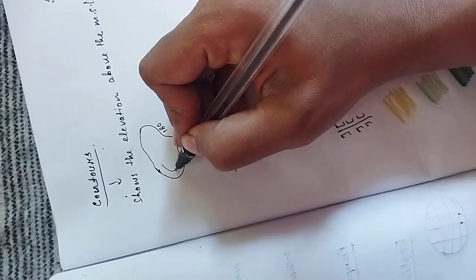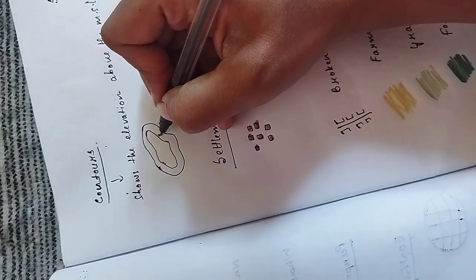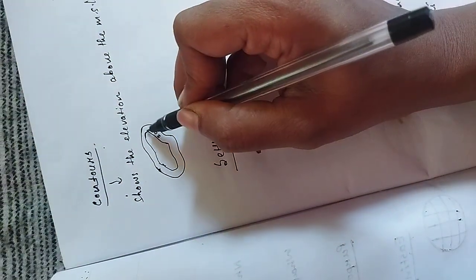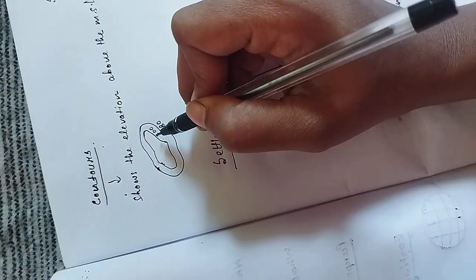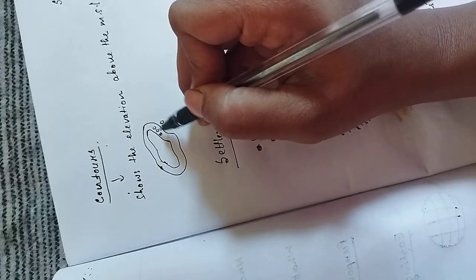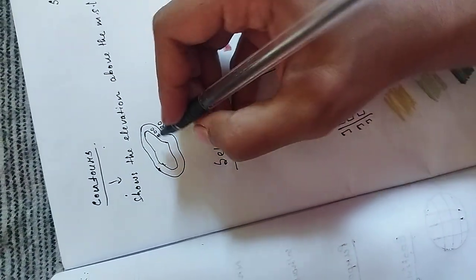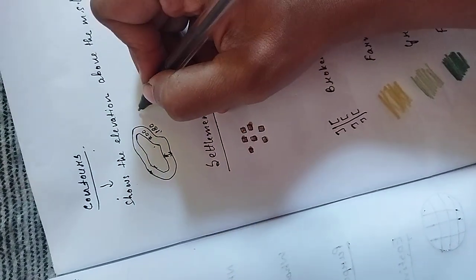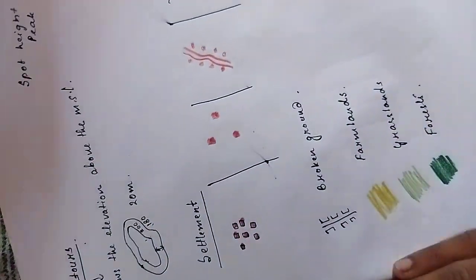Okay, and suppose another contour shows 200. So this means that this line is joining all the places whose elevation is 200 meters above sea level. Usually the gap, or interval, from one contour to another is 20 meters. So this is how it is shown in the map.